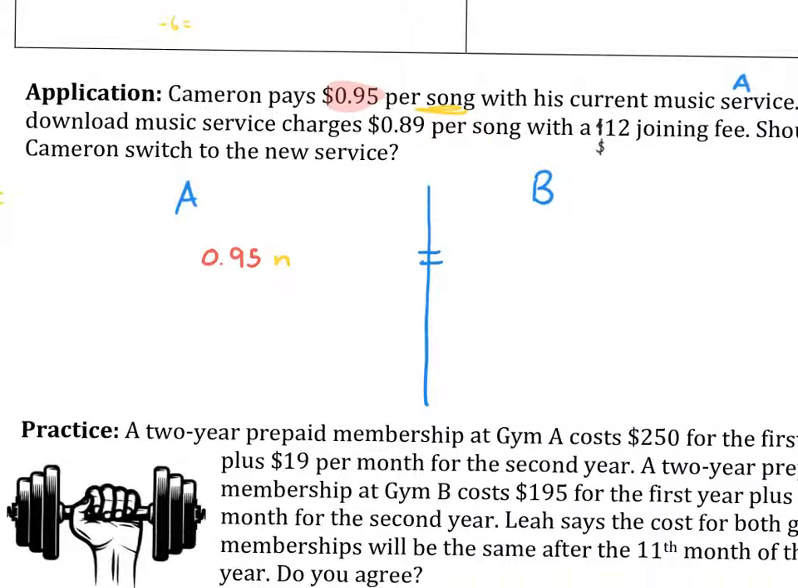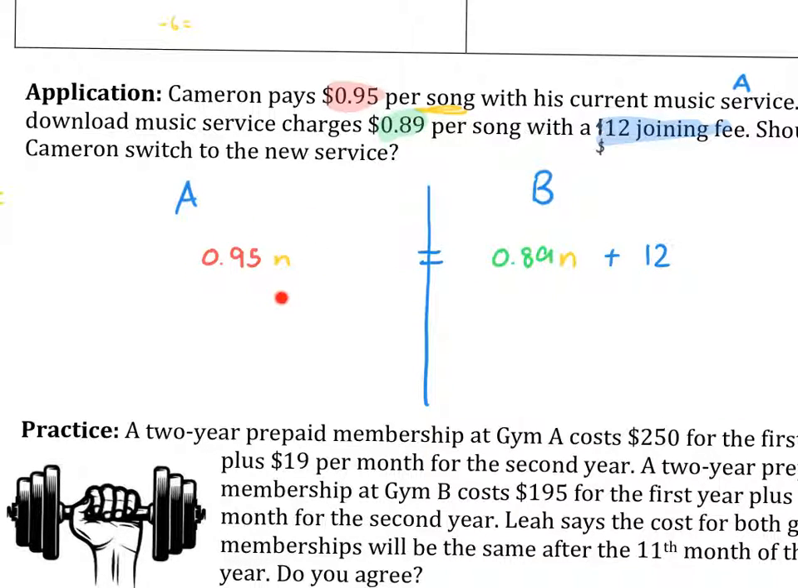At some point in time, both these music services will be equal. However, B charges a little bit less, 89 cents per song, as we see. So that one would be 89 cents per song. However, there is an additional fee to join. So that is going to be plus $12. Okay, now at some point in time, in other words, when he downloads N number of songs, let's pretend it's 100 songs here, 100 songs here, that means it's going to be the same.